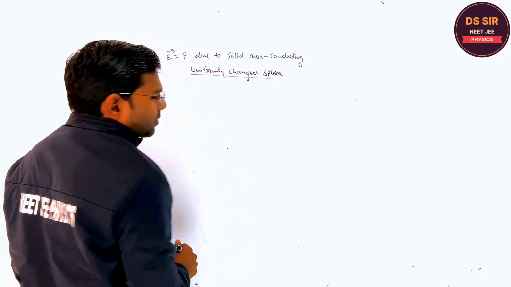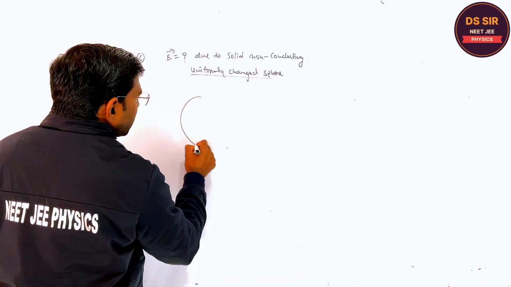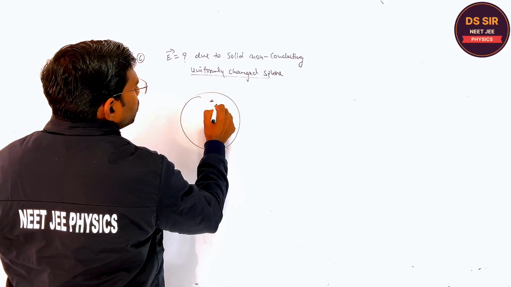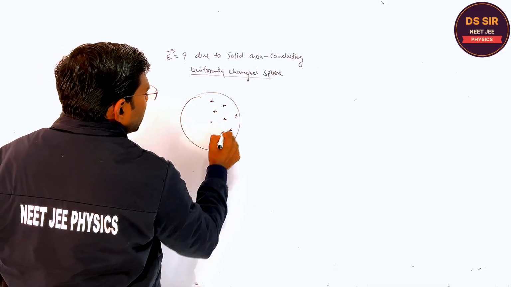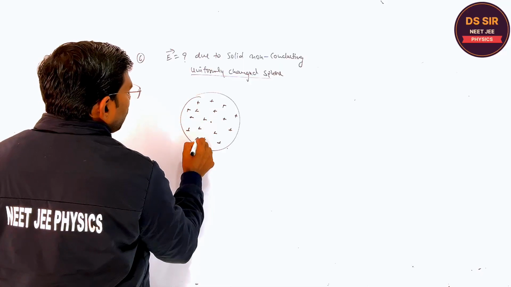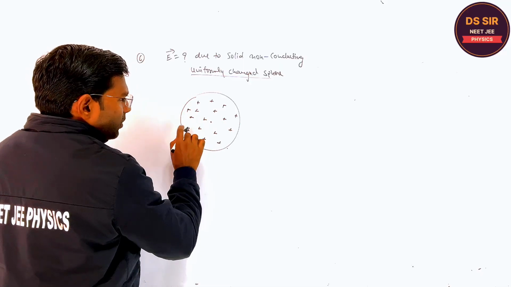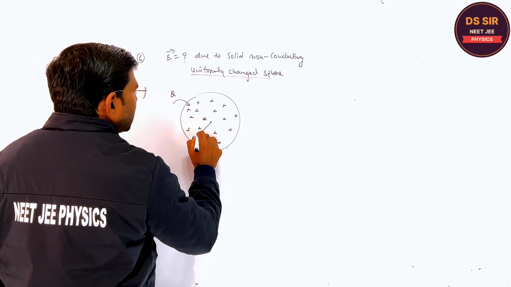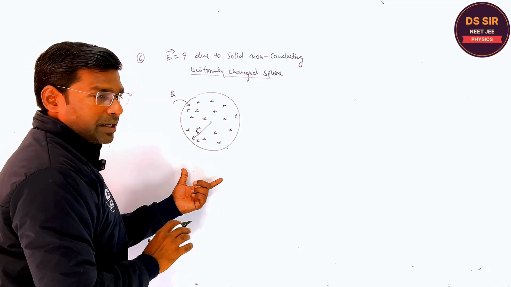Uniformly charged sphere. Non-conducting means if you consider the sphere, the charge is distributed over the volume, this is the total charge, right? The charge is distributed over the volume. If you give the charge to this volume, the charge will remain intact, right?